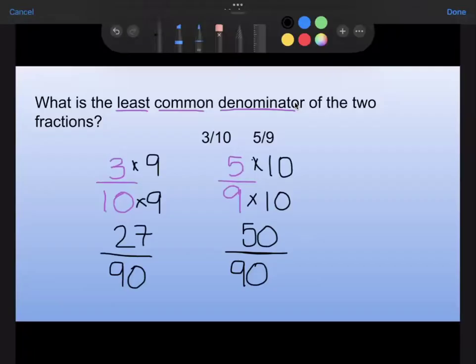Now you might be asking yourself, why would I have to do this? Why would I have to do this in fraction work? This is something that we'll have to do when we're adding and subtracting two fractions that have different denominators. So that's why we practice this.